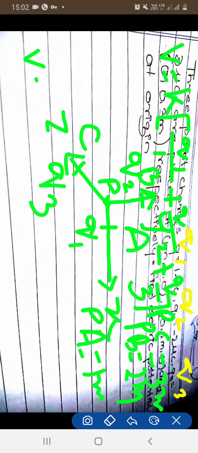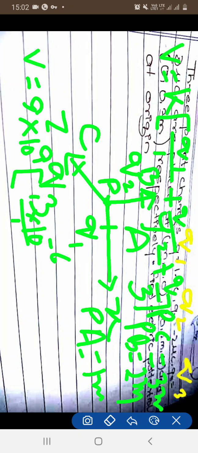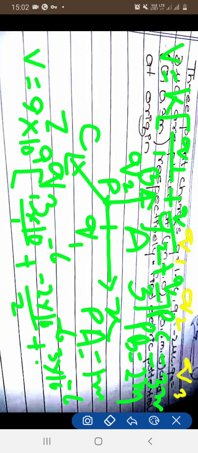Make this LCM. So V is equal to, put the value of k, 9 into 10 to the power 9, and Q1 already given 1 microcoulomb, so you can put 1 into 10 to the power minus 6 upon 1, plus Q2 is minus 2 microcoulomb, so here put minus 2 into 10 to the power minus 6 upon 2, plus Q3 is 3 microcoulomb, so 3 into 10 to the power minus 6 upon 3, and you are getting here 10 to the power minus 6 to take common.